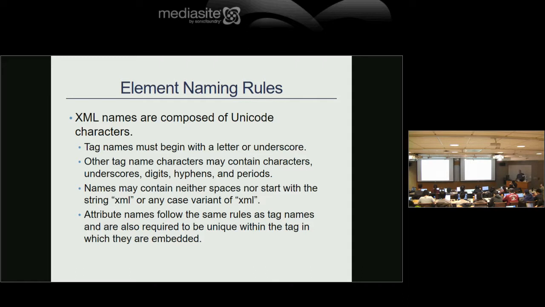Attribute names must follow the same rules as tag names and are also required to be unique within the tag in which they're embedded. So I can have the attribute name of student, and I can only have that student attribute occur once in an element. But it can occur in many elements of my document. It's just that each element must have a unique set of attribute names.